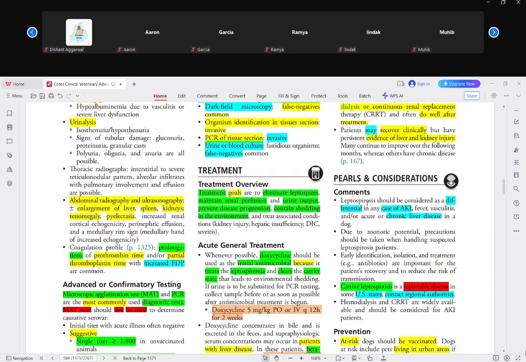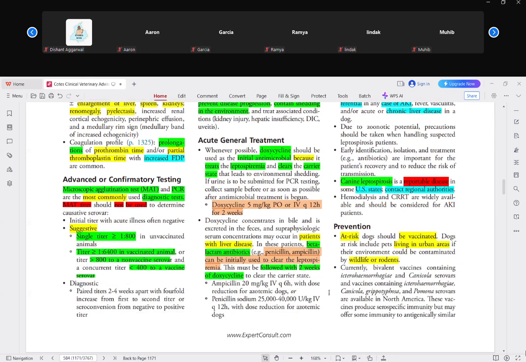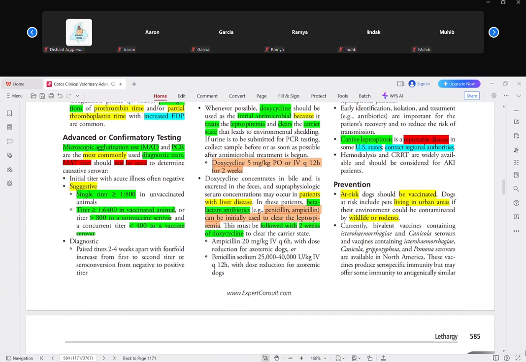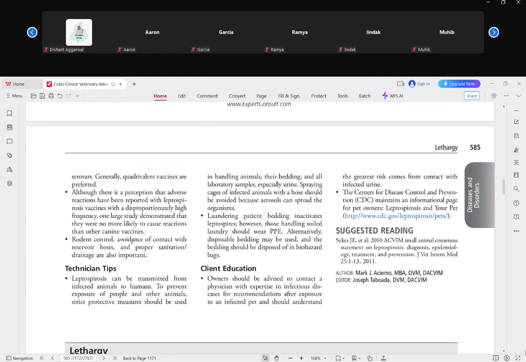Okay, just remember that during the treatment, wear personal protective equipment. Canine leptospirosis is a reportable disease in some US states, so take care of whether your state has it or not. You also have to vaccinate the at-risk dog. Another important thing is that an animal with complete vaccination can also have this disease. Okay, just remember this.